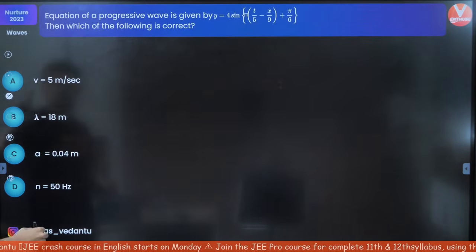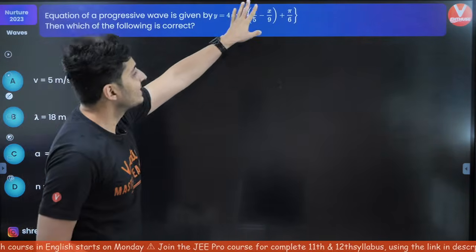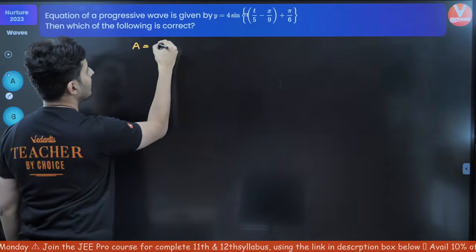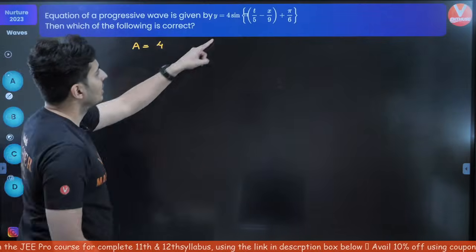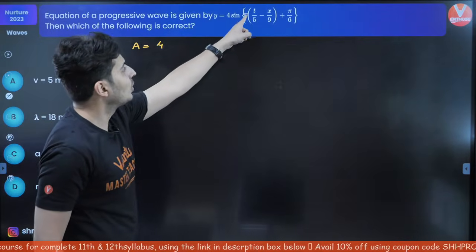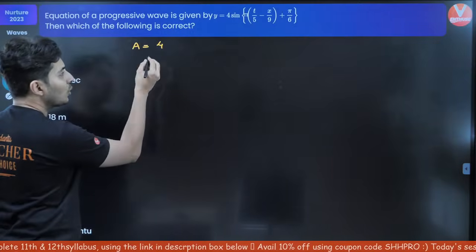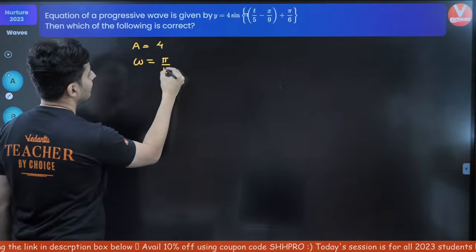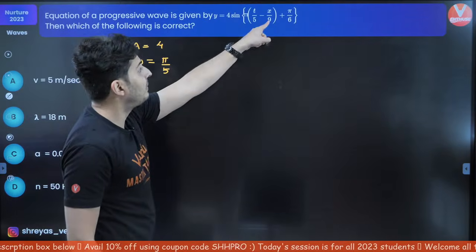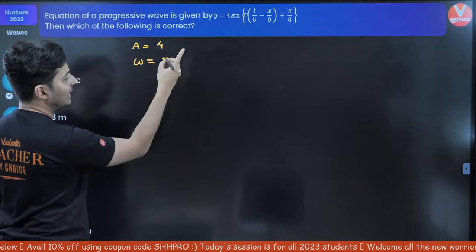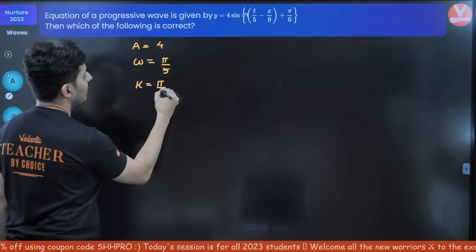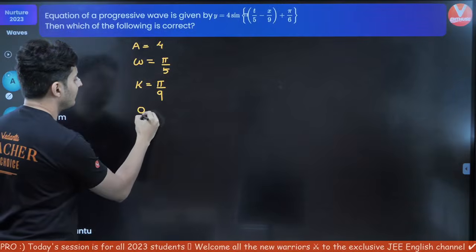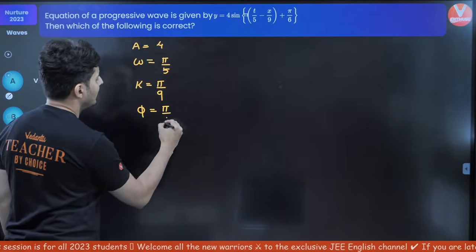Okay, let's try to do this question. First of all, if this is my wave equation, let's identify what parameters I know. Amplitude, right from here, is 4. Next, from here you can clearly see that the coefficient of t is π/5. Coefficient of time is nothing but omega, so omega is π/5. Next, coefficient of x is π/9, and that is also k. So k is π/9. Next, π/6 is your phase constant.